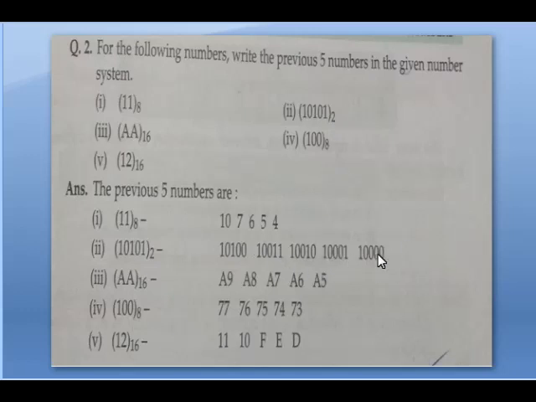Okay. The next one is A16. A16 means A9 in the previous numbers, which are A9, A8, A7, A6, A5. Okay. The next is octal number 100 to the base 8. So before 100 the numbers are 77, 76, 75, 74 and 73. Then next also the hexadecimal number 12. So it is 10, 11, 10, F, E, D. So these are the 5 previous numbers. Okay.